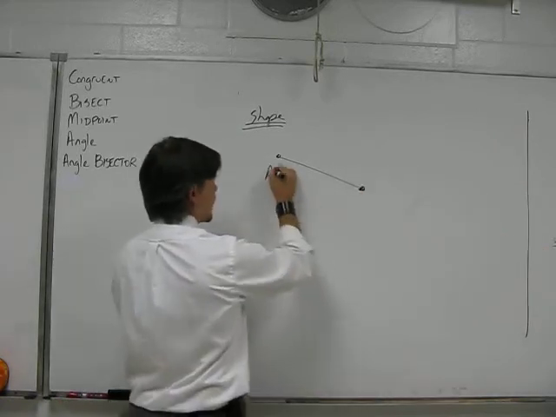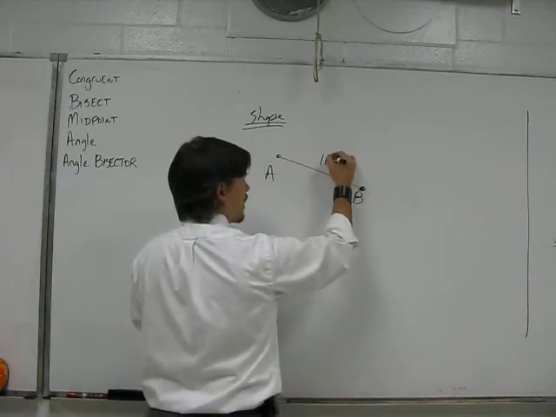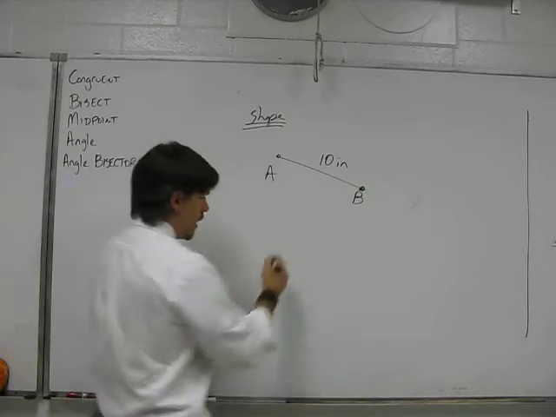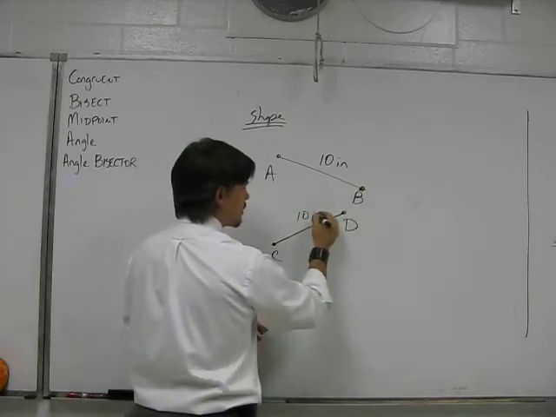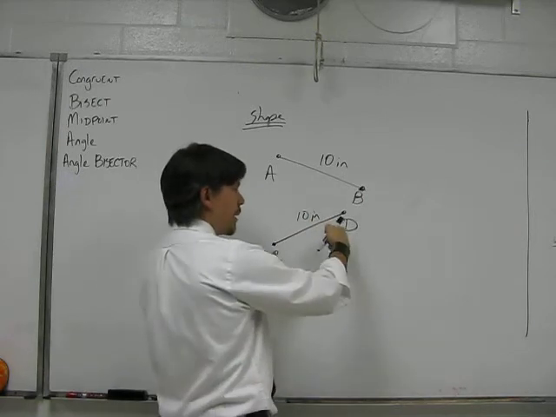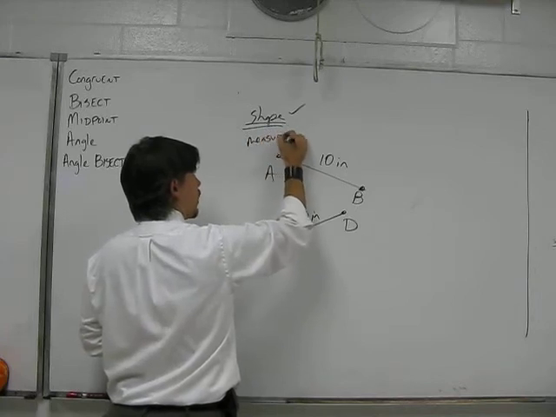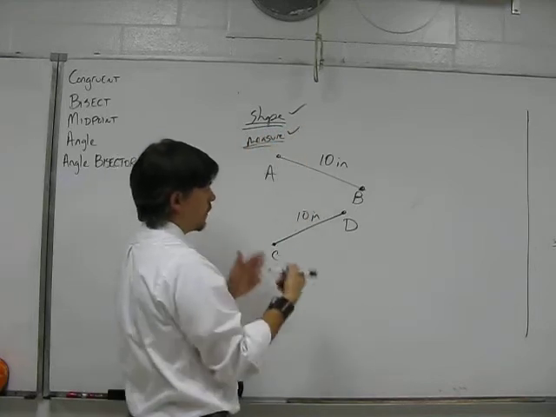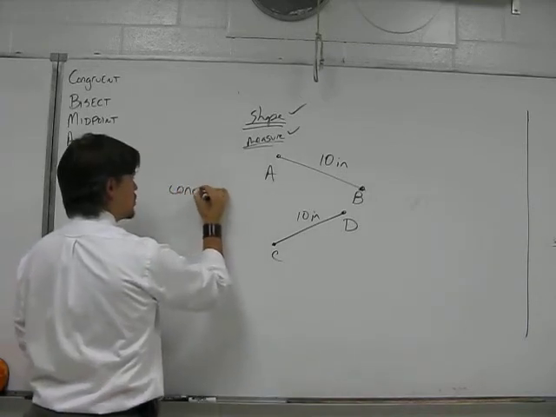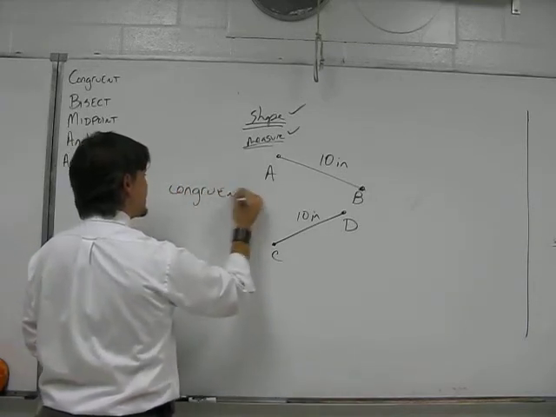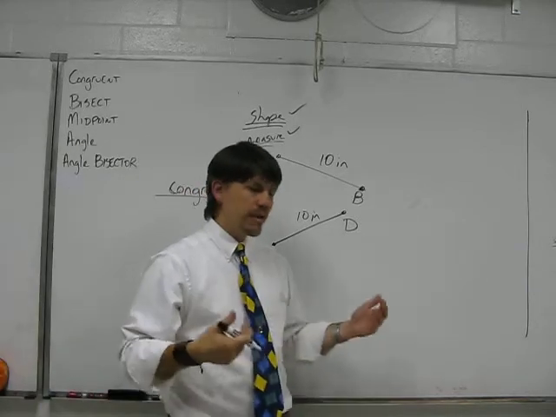So if I say A to B, I measure that, and that's about 10 inches long, okay? If I have another segment, C to D, if it is also 10 inches long, then that shape matches that shape, check. And that measure also matches that measure, therefore you can call them congruent. Congruent, C-O-N-G-R-U-E-N-T, congruent. That means the same in shape and in measure.